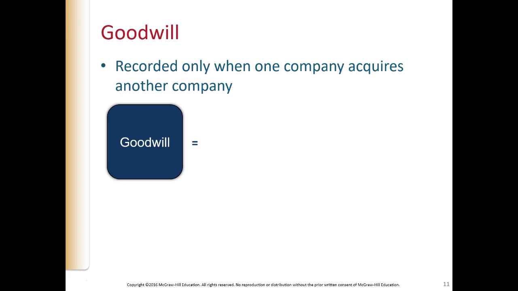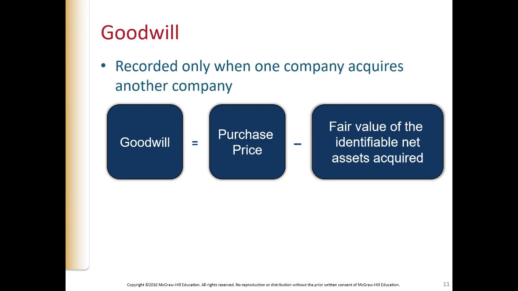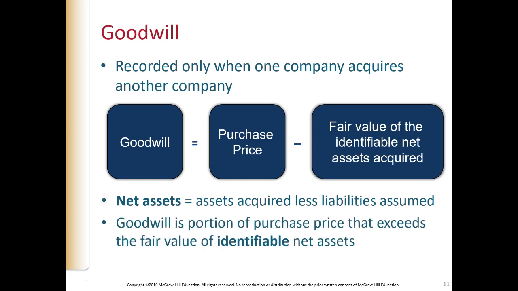Now, goodwill is an intangible asset, and goodwill is the price you pay for a company above the identifiable net assets that you have in the company. So you only record goodwill in a set of accounting records if you purchase another business. So it's the purchase price you paid above the fair market value of the identified net assets acquired. Net assets will be the assets acquired less liabilities. And goodwill, again, is the portion of the price that exceeds the fair value of those identifiable assets.